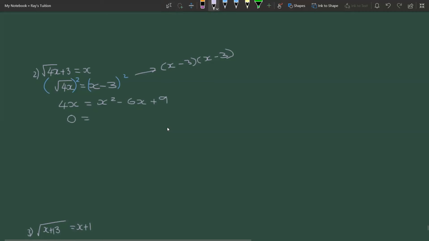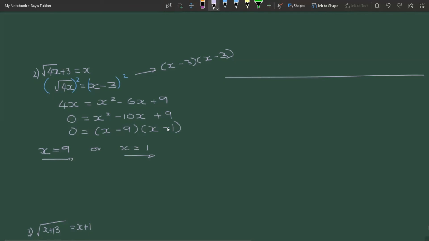Then we're going to make one side equal to 0 as we normally do when we're solving quadratic equations. So when 4x goes over it becomes negative 4x, so negative 6x becomes negative 10x, plus 9. The factors of 9 that give us negative 10 are x minus 1 and x minus 9. So we have that x is equal to 9 or x is equal to 1. What we would like to do now is our check. We're going to check the answers x is equal to 9 and x is equal to 1, to see if they are valid.